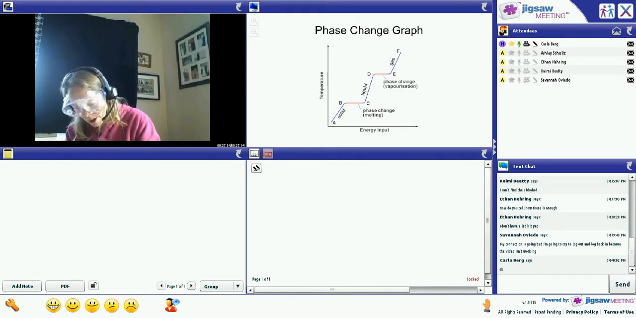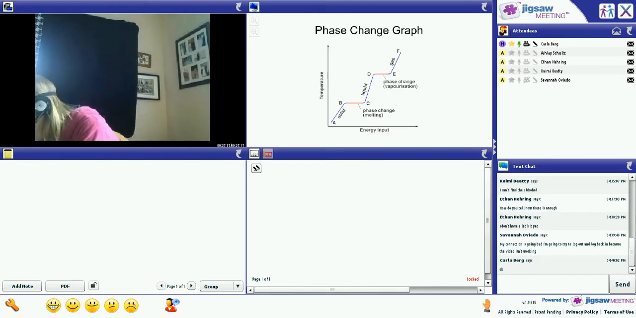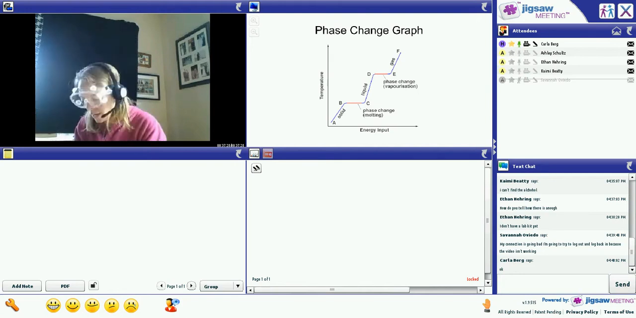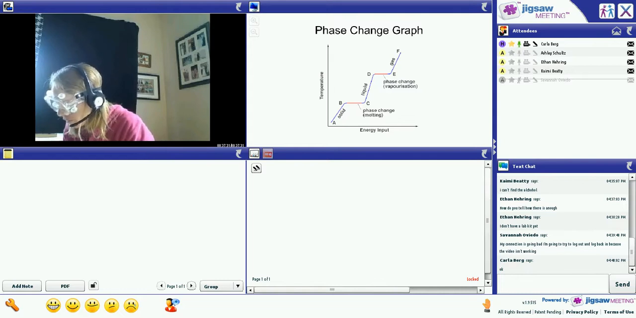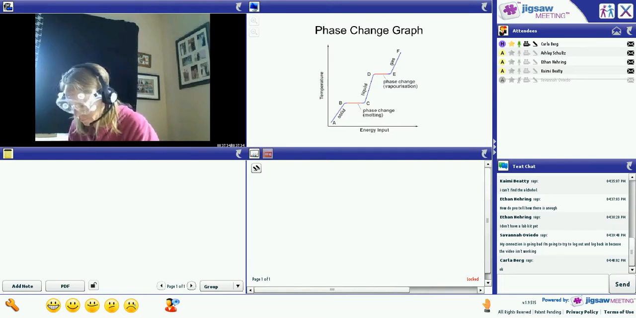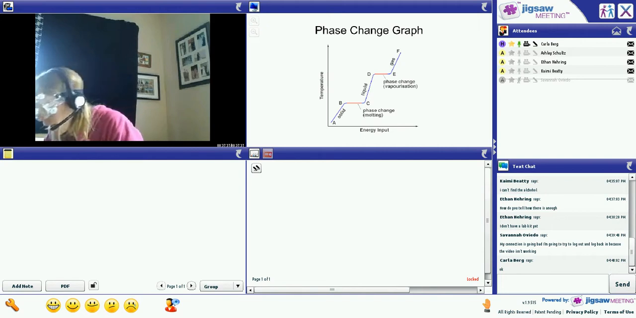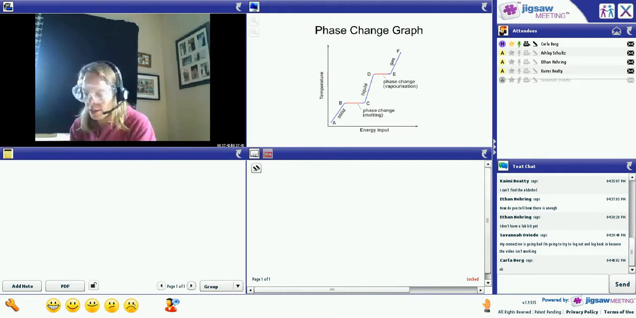Okay, so now you have that. Now we are going to get our thermometer. You are going to take your thermometer and attach it to your capillary tube using an elastic band. There are elastic bands in your lab kit, and your thermometer should be in your lab kit.